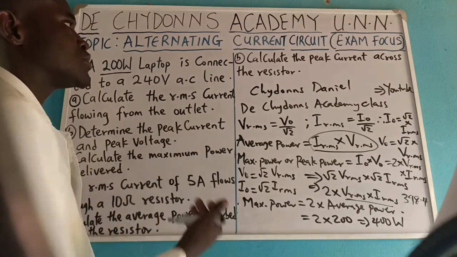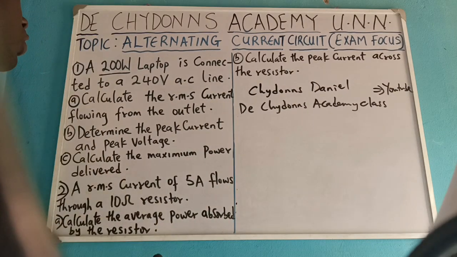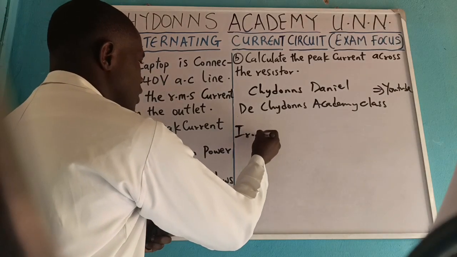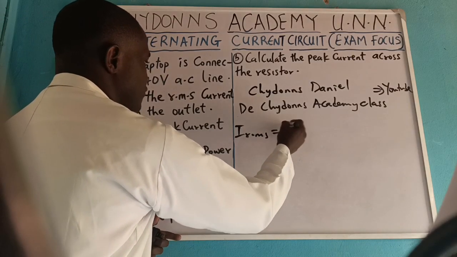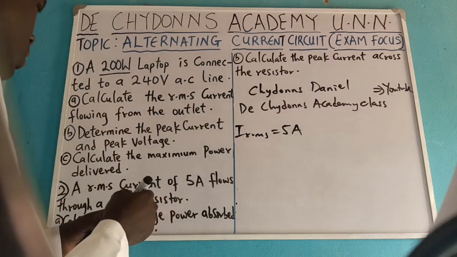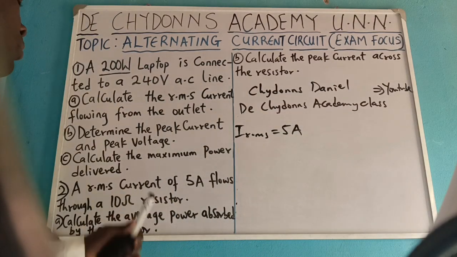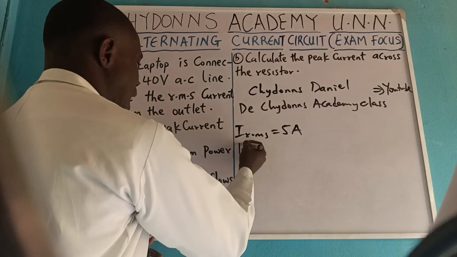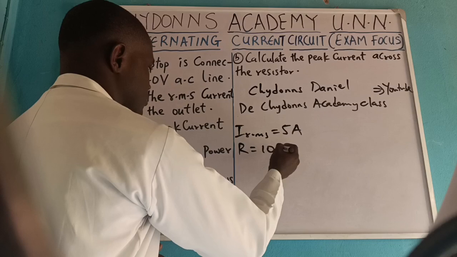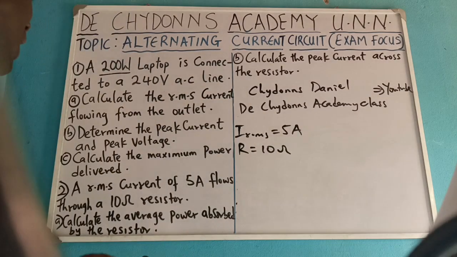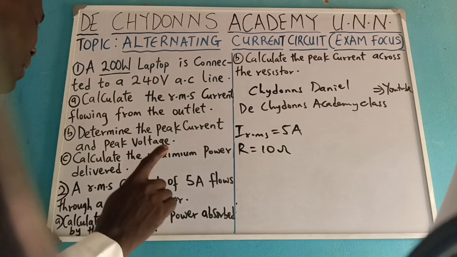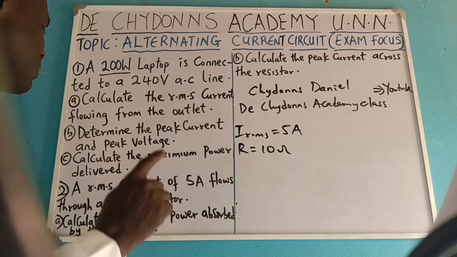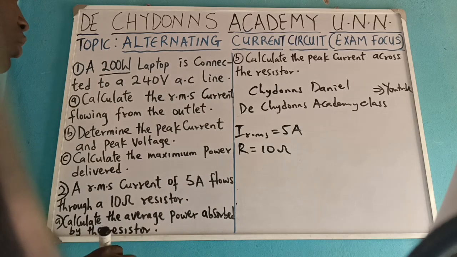We go to question number 2. A root mean square current of 5 amps, I root mean square equals 5 amps, flows through a 10 ohm resistor, R equals 10 ohms. Calculate the average power absorbed by the resistor.